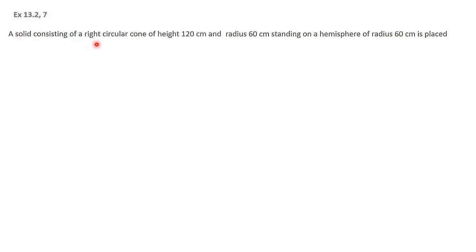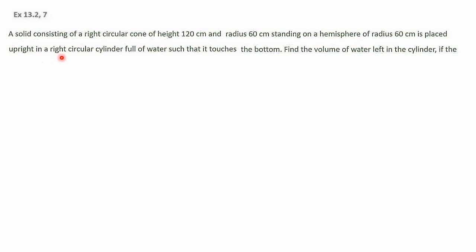Exercise 13.2, question number 7. A solid consisting of a right circular cone of height 120 cm and radius 60 cm standing on a hemisphere of radius 60 cm is placed upright in a right circular cylinder full of water such that it touches the bottom. Find the volume of water left in the cylinder, if the radius of the cylinder is 60 cm and its height is 180 cm.